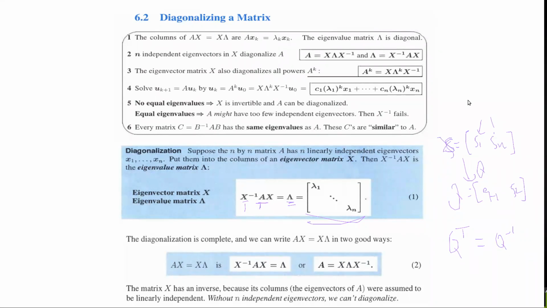Once you have the eigenvectors, you can use Gram-Schmidt and make them orthonormal vectors, and then you put these into the matrix X. Now X will be an orthonormal matrix, so it will be Q. So this relationship can now be written as Q transpose A Q equals some diagonal matrix. This is the decomposition of A into some diagonal matrix lambda. Okay, so that's it for the first part.